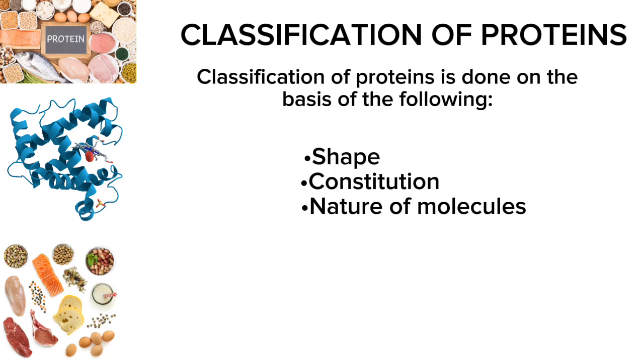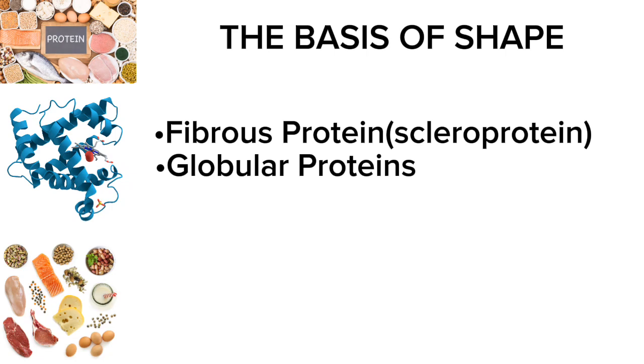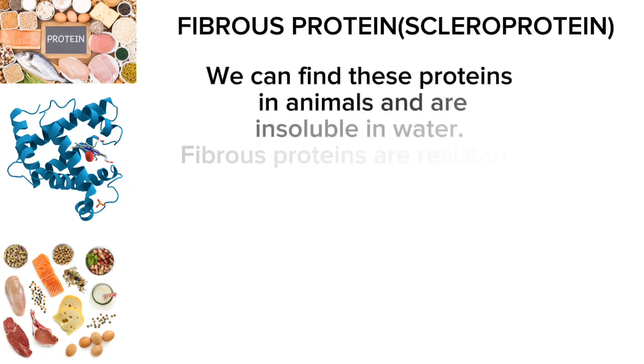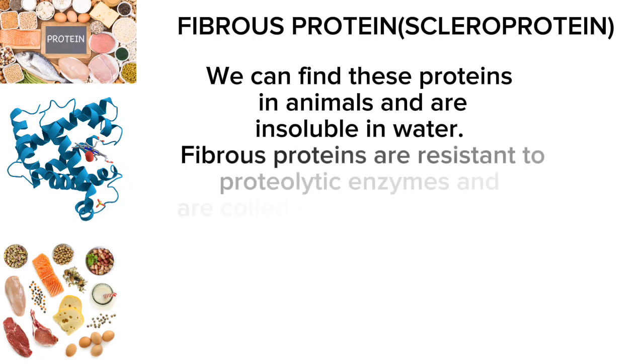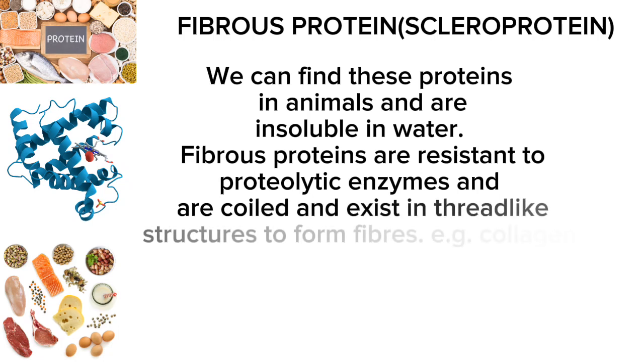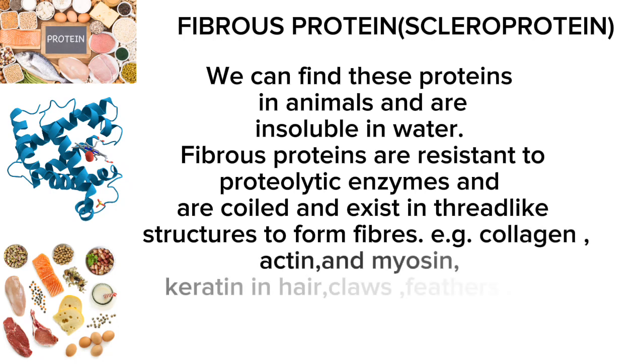Classification of proteins is done on the basis of shape, constitution, and nature of molecules. On the basis of shape: fibrous proteins or scleroproteins and globular proteins. Fibrous proteins are scleroproteins. You can find these proteins in animals and they are insoluble in water. Fibrous proteins are resistant to proteolytic enzymes and are coiled, existing in thread-like structures to form fibers. Examples: collagen, actin, mucin, and keratin in hair, claws, feathers, and so on.